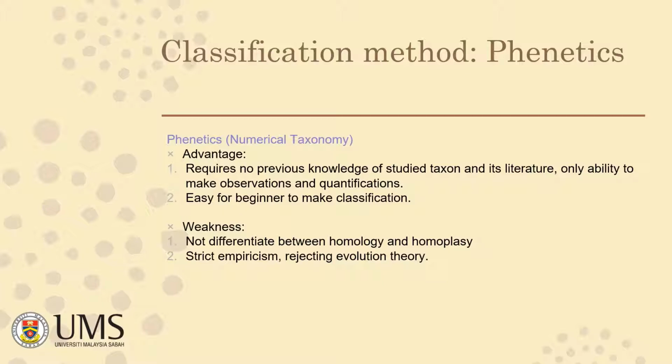However, the weakness of the system is that it cannot differentiate between homology and homoplasy. The phonetic system cannot explain why birds and butterflies do not belong together. Why can a butterfly not be included as a bird, even though a butterfly can fly, and birds can also fly with wings?